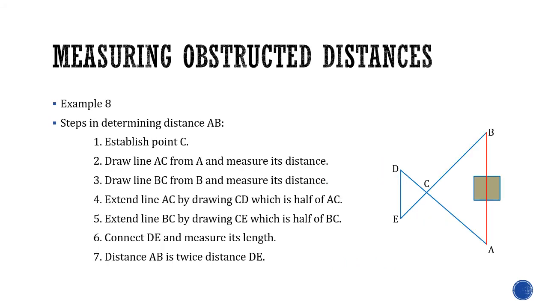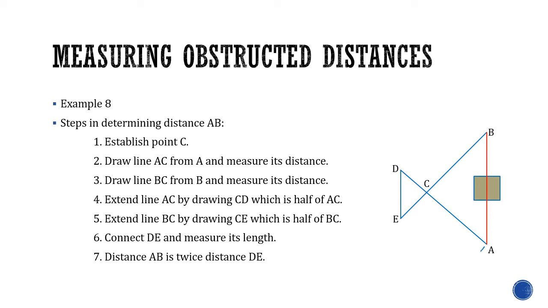For sample problem 8, we are still trying to determine the distance from A to B, but with another method. In this case, we set up point C. It can be anywhere, but you must be able to see A and B. Then we measure the distance from A to C, and then we project half of it.